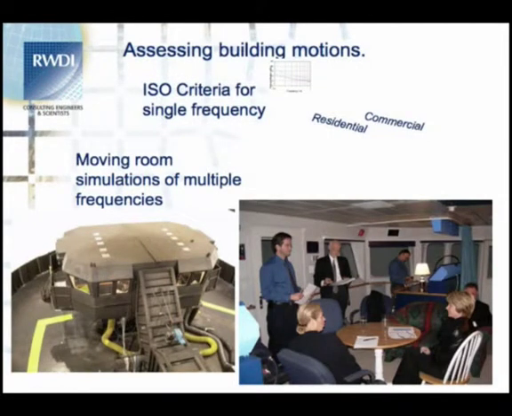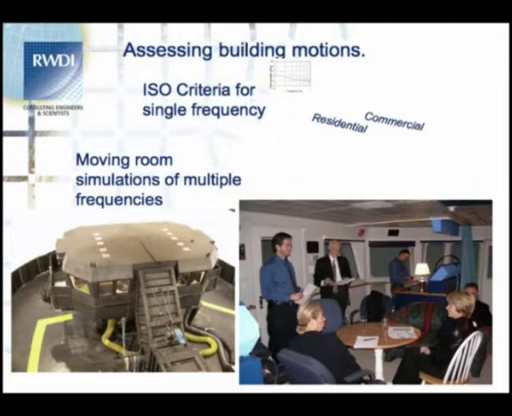There's a couple of ways of assessing building motions. There's an ISO criteria that many are familiar with. One additional measure that was taken for the Chicago Spire was to use moving room simulations, and these are tests we undertook at a Canadian lab, a university that actually does research into ship construction, and they had a model of a bridge that could be excited.